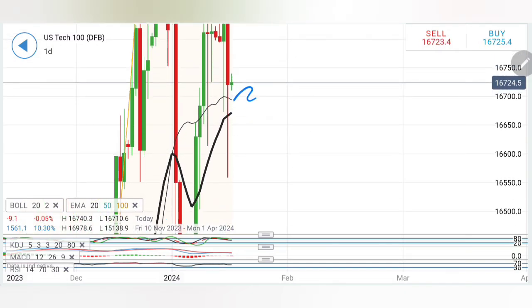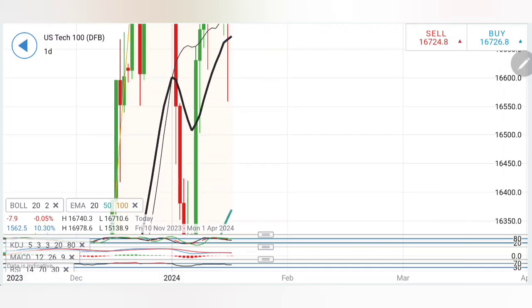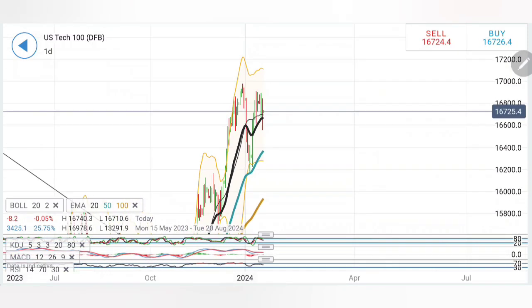16,680, 16,700, rather I will say 16,650, 16,700. This is going to be a very important support zone for the day, because below which we can look forward to 16,600, and this time a sharper fall towards 16,500 cannot be denied.